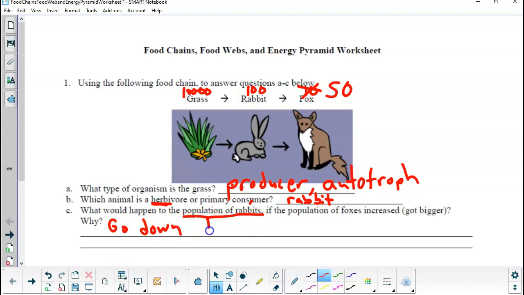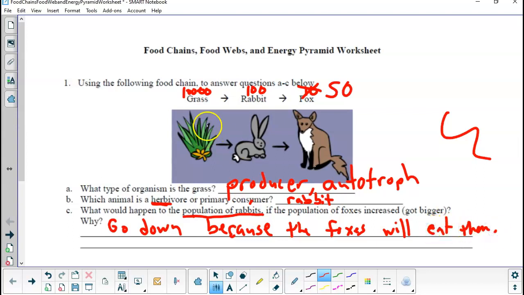Okay, and we have the word why, so we have to say why. The rabbits will go down because, come on, pen. Sorry guys, my pen is being grumpy here. B-E-C-A-U-S-E. Because the fox will eat them.